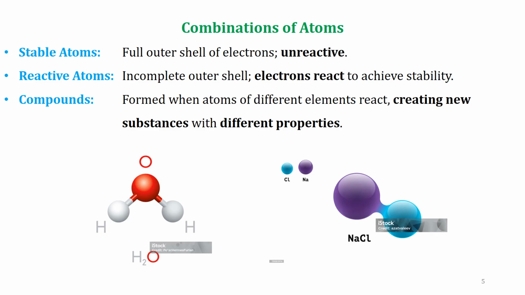Atoms are happiest when their outer electron shells are full, but most atoms aren't naturally stable. They achieve stability by gaining, losing, or sharing electrons. When atoms of different elements react, they form compounds. And here's the cool part, these compounds often have properties very different from the original elements.